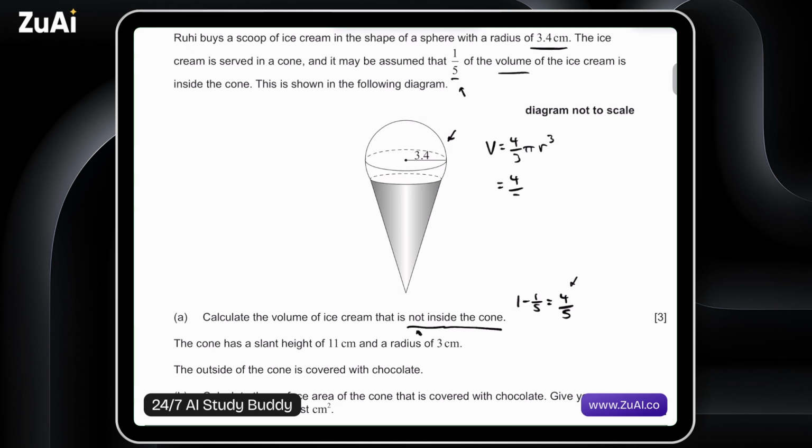So 4/3 pi, and then our radius of 3.4, and then we want to cube that value. Just be careful with your order of operations as you work this out. Be mindful of your brackets. We're cubing the radius and the radius only. So let's go to the calculator and work this out.